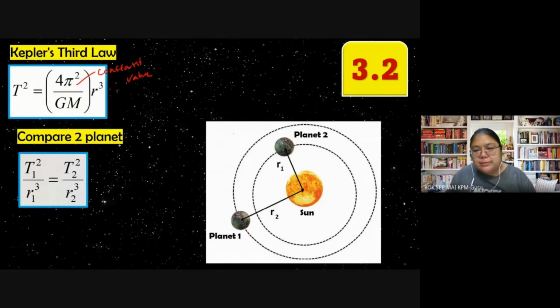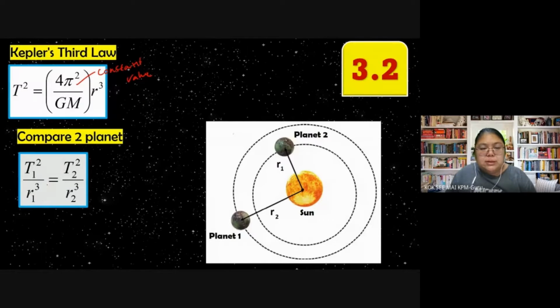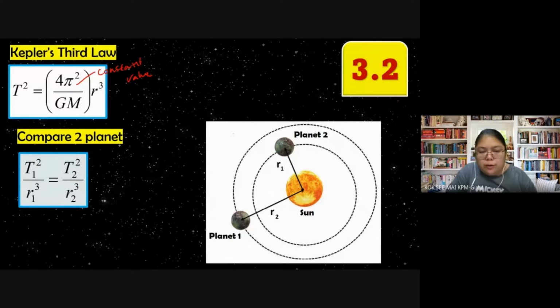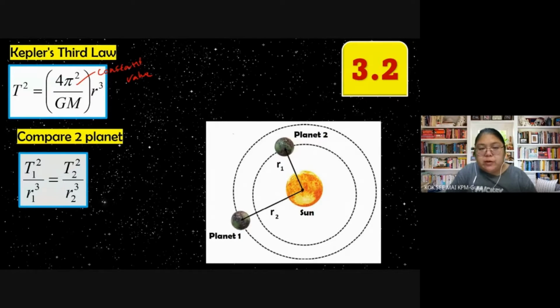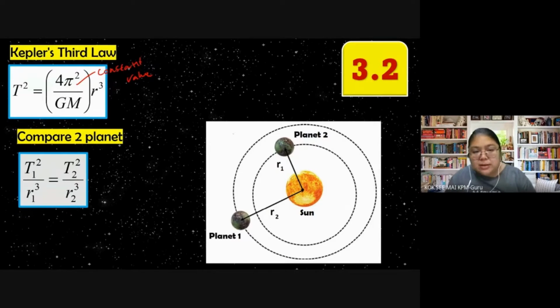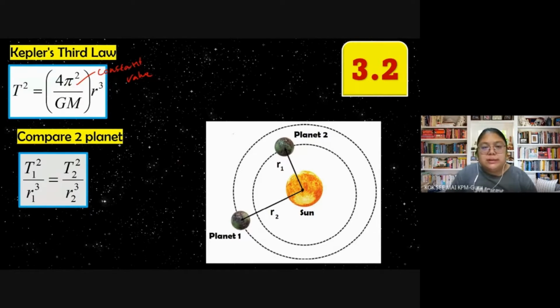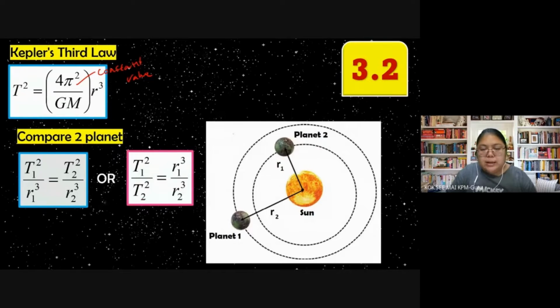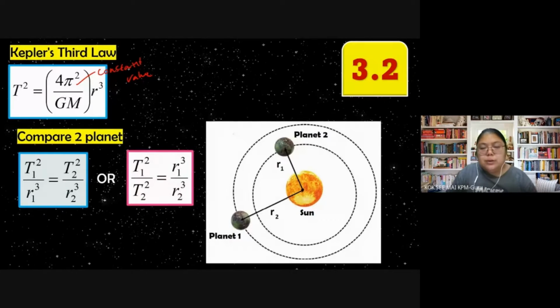Compare two planets. Two planets means T1, the period of the first planet squared, over the radius 1 cubed, equals the period of the second planet squared, over the radius of the second planet cubed. So this is the third law equation. Or you can write T1 over T2, equals R1 over R2, both also cubed, also can.